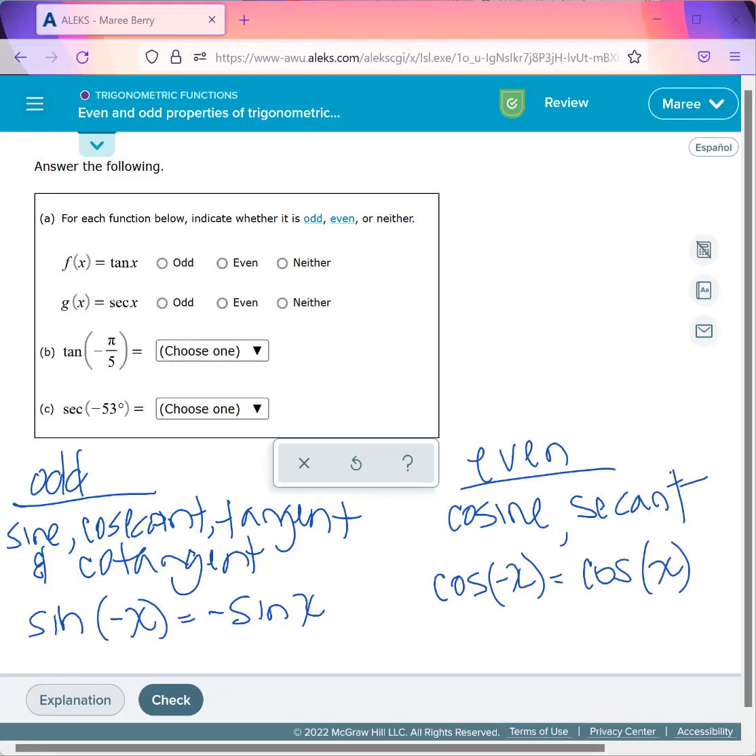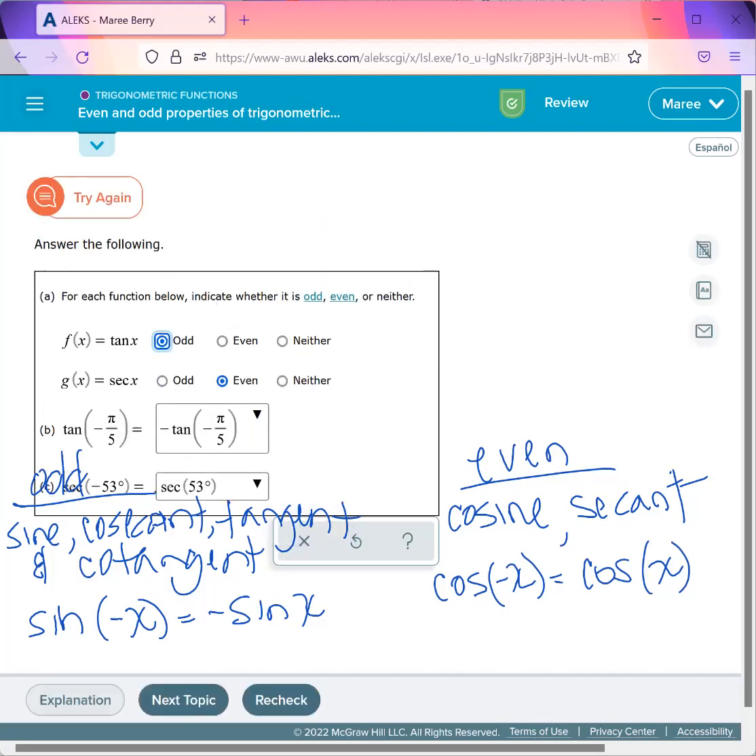So to answer these questions, if we know that the function's tangent of x, we know it's odd. So we'll click odd, and the secant of x is even. So the tangent of negative pi fifths is going to be the negative tangent of pi fifths. And the secant of negative 53 is the same thing as secant of 53.